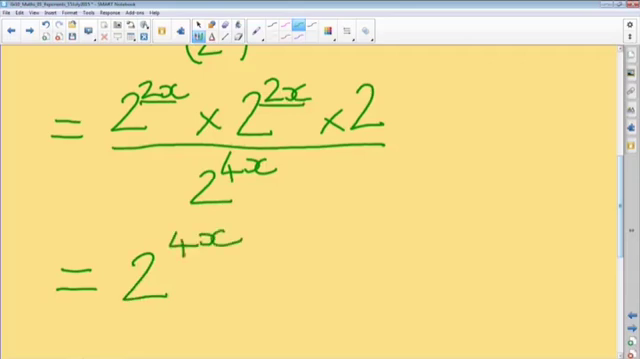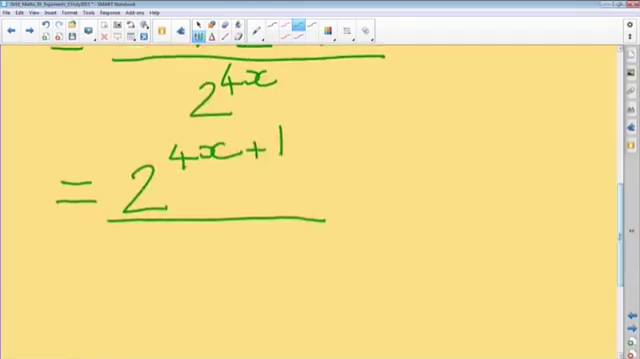Now, what is the exponent of this? Remember that if there is no exponent, it's automatically an exponent of 1. So we have 2 to the power of 4x plus 1 on the top, and we have 2 to the power of 4x on the bottom.